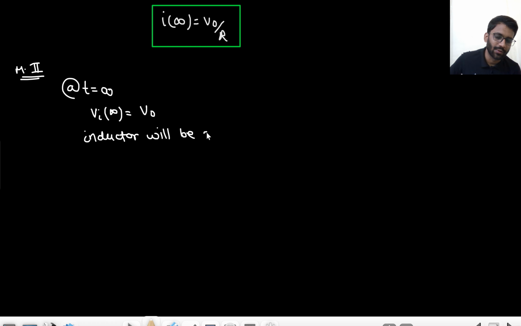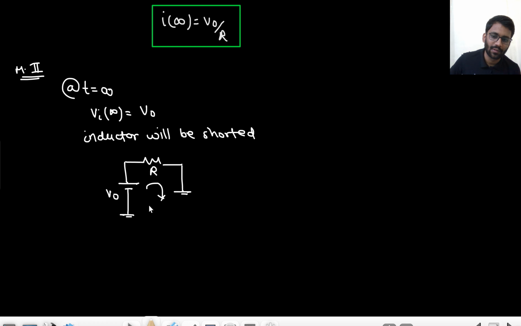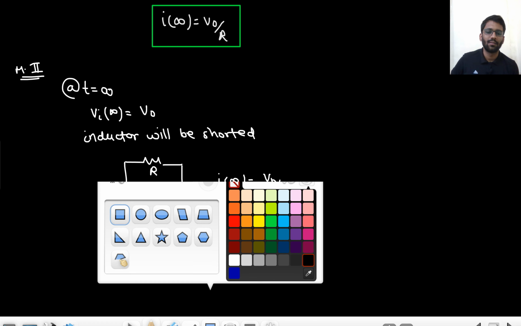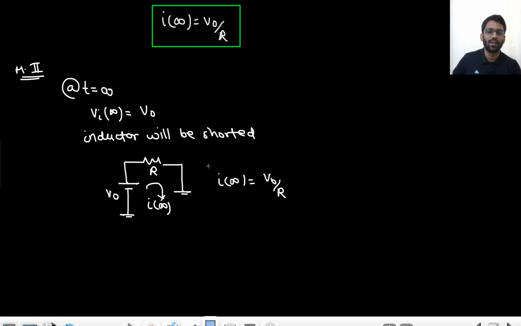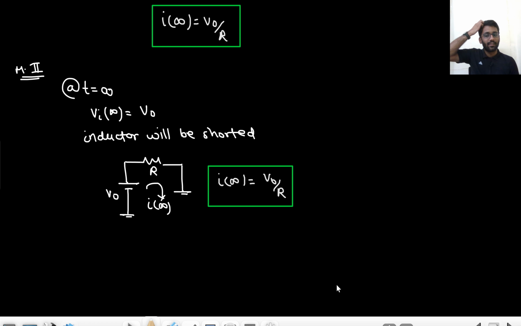Inductor will be shorted. So what will be my circuit now? V naught voltage, R, and the inductor is shorted. So what is the current now? I of infinity. I of infinity is V naught by R. That's it. If you just have a very good idea of the concepts, then you can find it very easily.